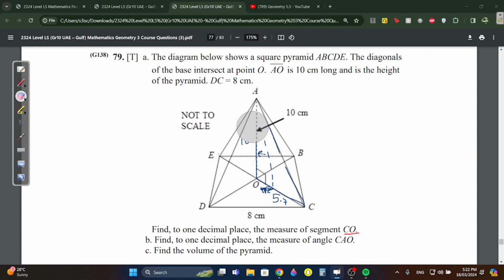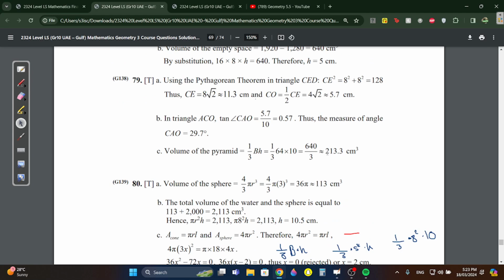Find the volume of the pyramid. This should be very easy. I think everybody knows how to find the volume of a pyramid. It's 1 over 3 times the area of the base times the height, or 1 over 3 times side squared times the height. I'll use side squared, so 1 over 3 times 8 squared times 10. It should be a decimal. Yeah, 213.3 to one decimal place.